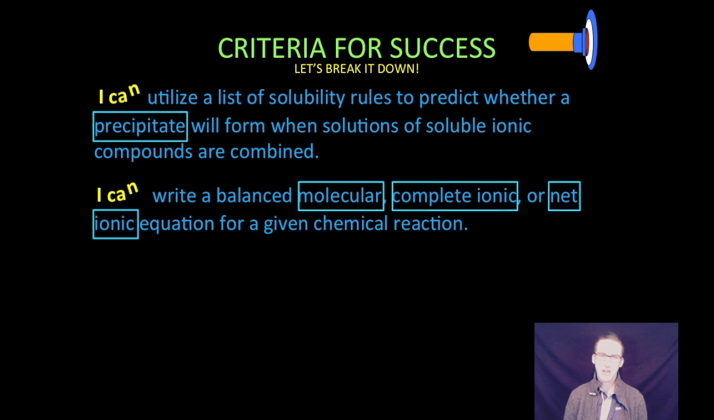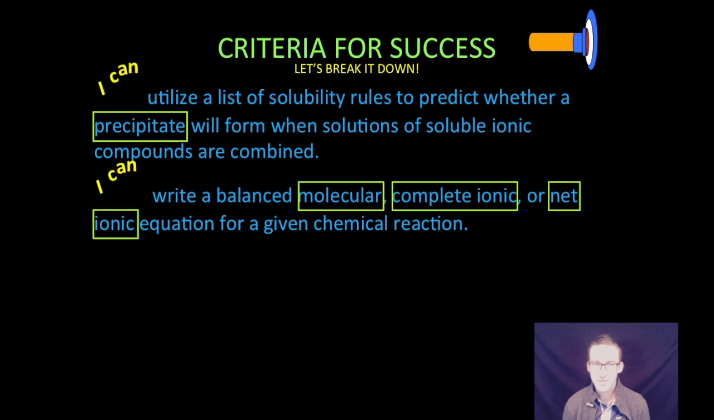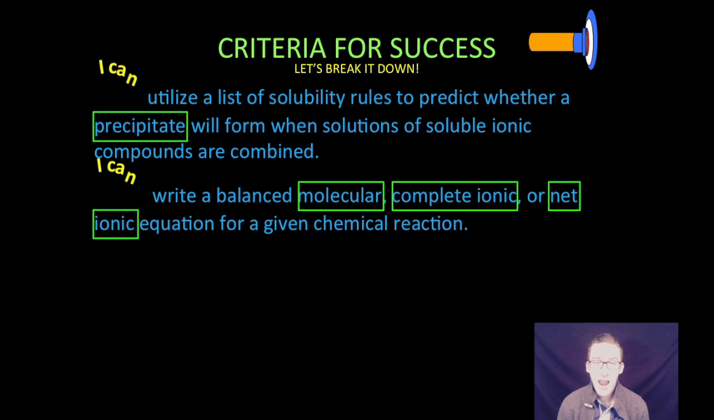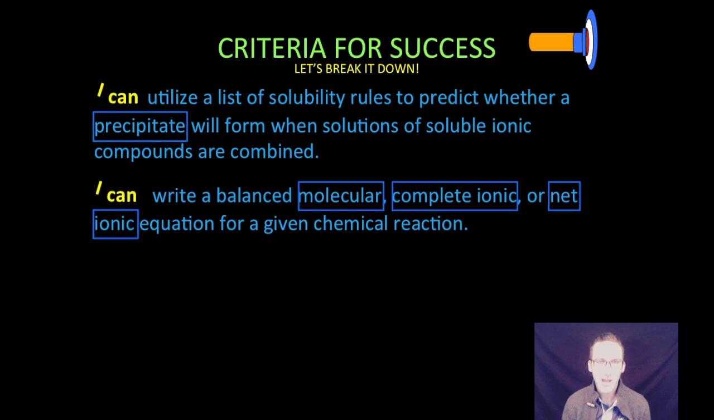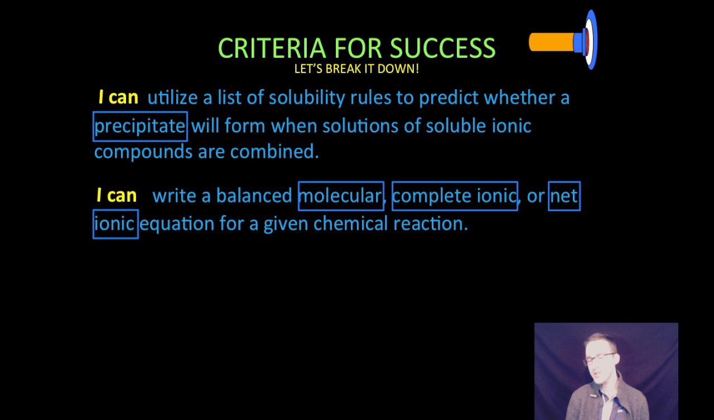We're going to use a list of solubility rules to predict whether a precipitate, a solid, will form when solutions of soluble ionic compounds are combined. And then two, we're going to write balanced molecular, complete ionic, or net ionic equations for a given chemical reaction. These two criteria for success really go hand in hand, and some of this we're already pretty familiar with, so it shouldn't be too much of a stretch to wrap your mind around today's video.